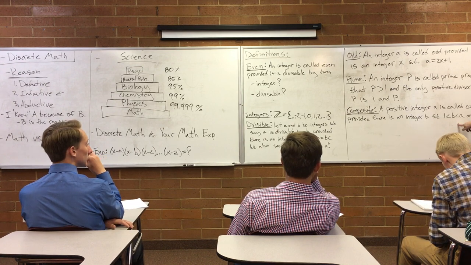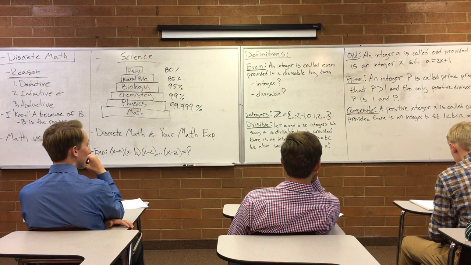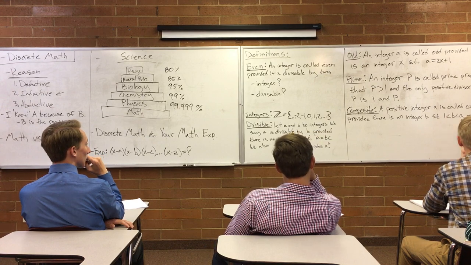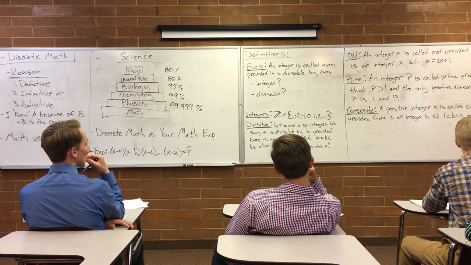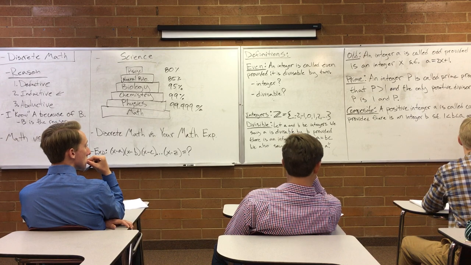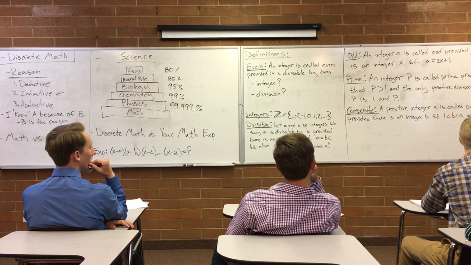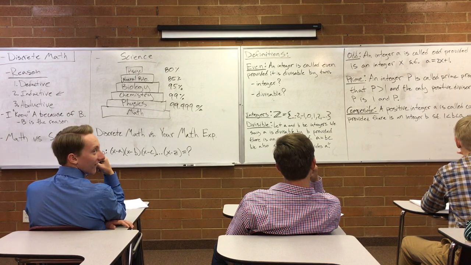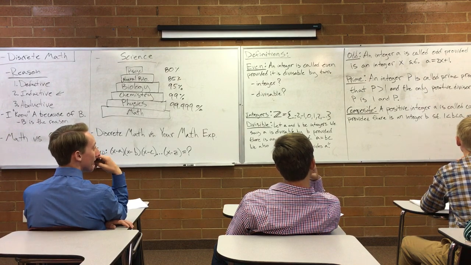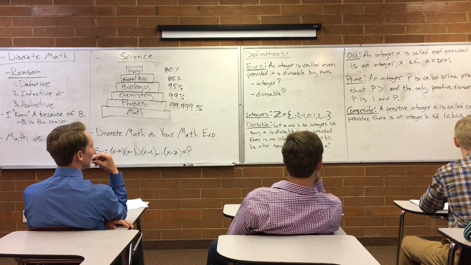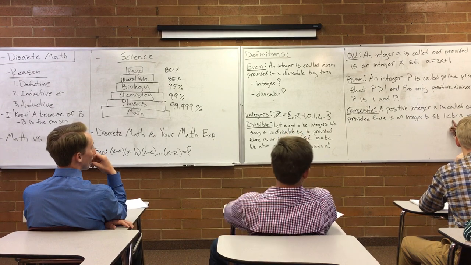Is 8 composite? Yes. How do you know? 2 and 4. Wonderful. 2 is a number between 1 and 8, and 2 divides 8. 4 is a number between 1 and 8, and 4 divides 8. They happen to come in pairs, because if you get one, you get the other. 2 times 4 is 8. When you find two integers that multiply together to give you the number we're talking about, you instantly found two B's that satisfy this.